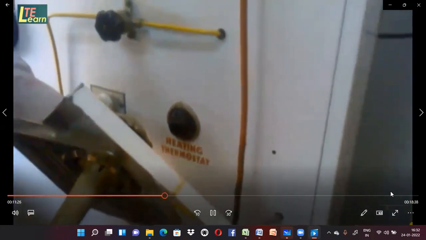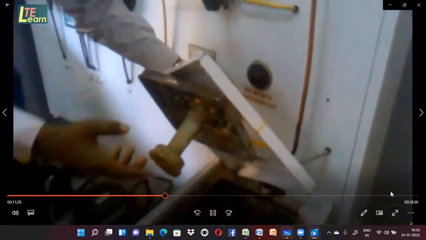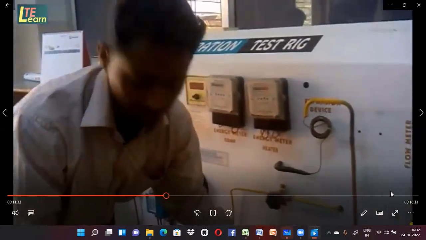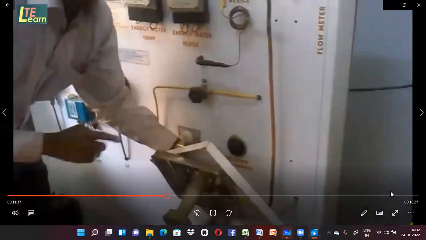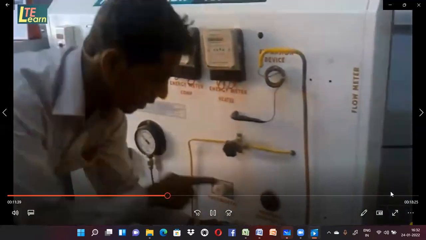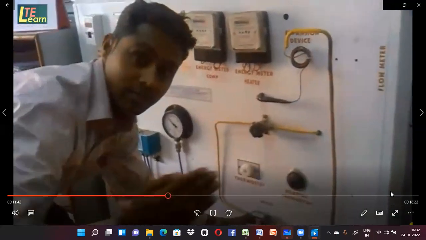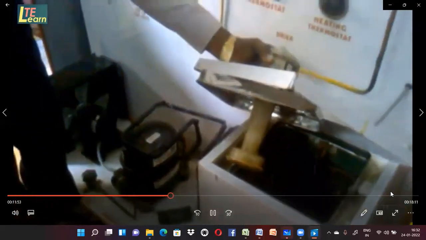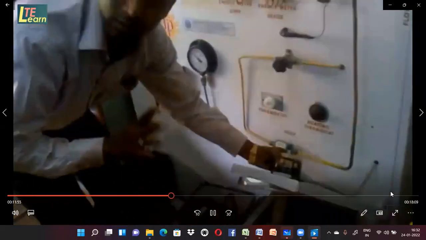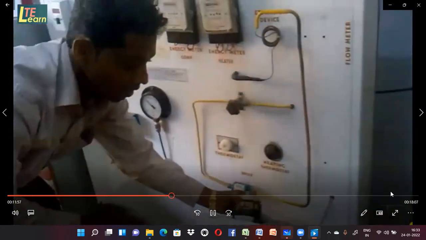One thermocouple goes to control this heating thermostat. Means we are using here heater to heat the water to give the load. So this heater should switch off automatically when the desired temperature is achieved. So that thermocouple goes to thermostat. Here are two thermostats. One is a heating thermostat, and another is this thermostat which controls the compressor work. When in this chamber desired temperature is achieved, at that time compressor gets off. So this is another thermostat.